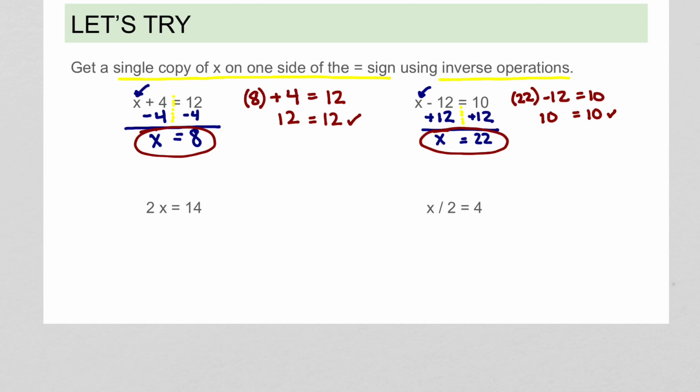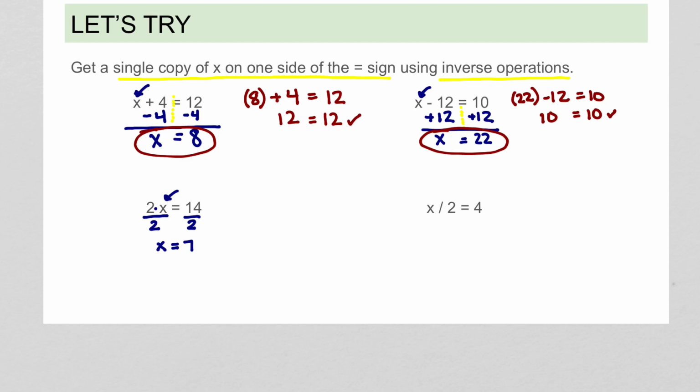All right, now let's look at these last two. Here, in this first one, we're dealing with multiplication. So we've got 2 times x, and we want to have just a single copy of x alone on one side, but right now we don't. We have 2 copies, or we have 2 times x. So to get rid of a 2 times something, we're going to divide by 2. And remember, what I do to one side, I must always do to the other side, otherwise it will not maintain its value. So 2 divided by 2 is just 1, or a single copy of x. 14 divided by 2 is 7.